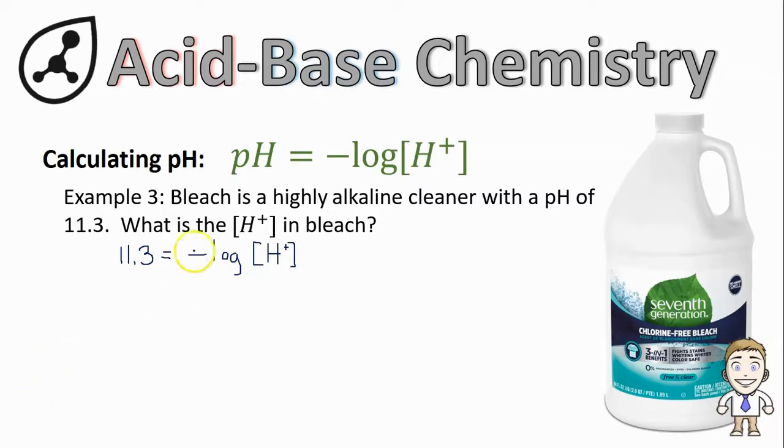The first step is to move this negative sign over to the other side and make the equation negative 11.3 equals log of H+. Technically, you're dividing by -1 on both sides. You don't have to write that step out formally. The effect is simply moving the negative to the other side of the equals sign. Now this next part can seem a little strange, especially if you haven't learned how to solve logarithms in your math class, but you can just trust me that this is the process.